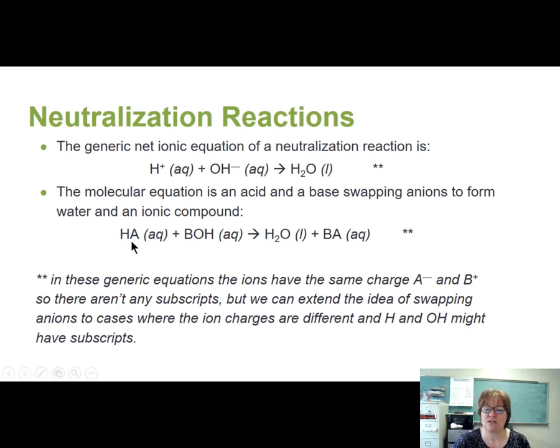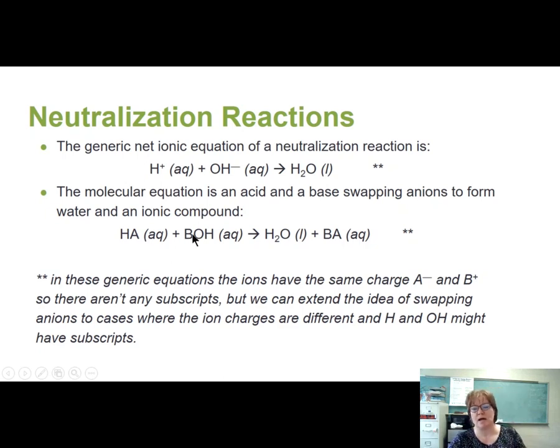In this case, HA would be broken up into H plus and A minus. BOH would be broken up into B plus and OH minus. And then I have my water and my BA aqueous, but since this is aqueous, this would be B plus and A minus. The A minus and the B plus are spectator ions, and I'd end up with H plus and OH minus makes water.